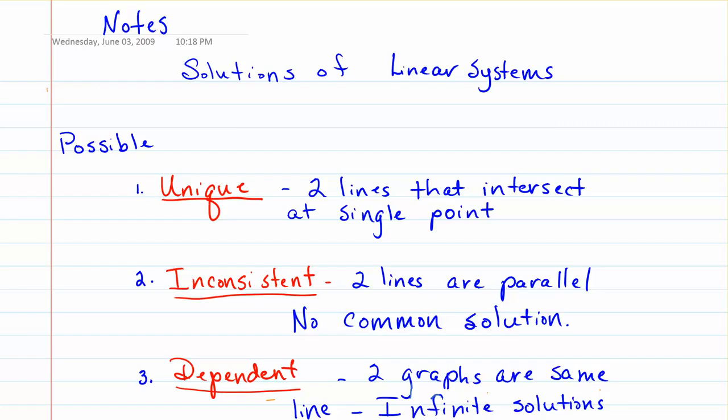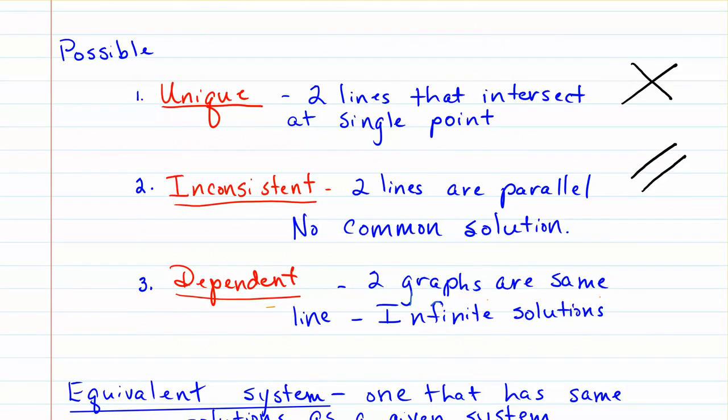Now there's three possibilities that you would encounter here. As we look here in red, we have unique, which is two lines that intersect at a single point. We have inconsistent, which means two lines are parallel. So you've got two lines doing this. They're never going to intersect and give you a solution.